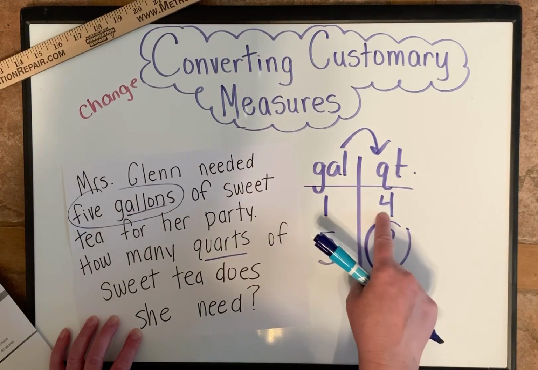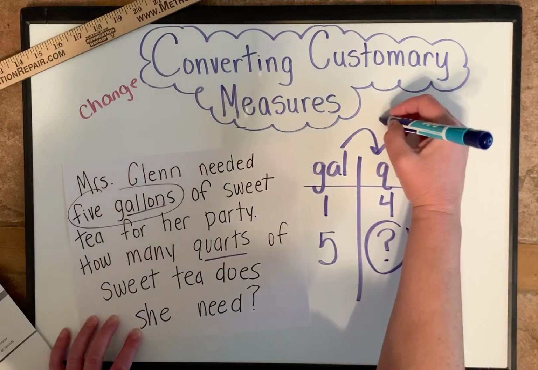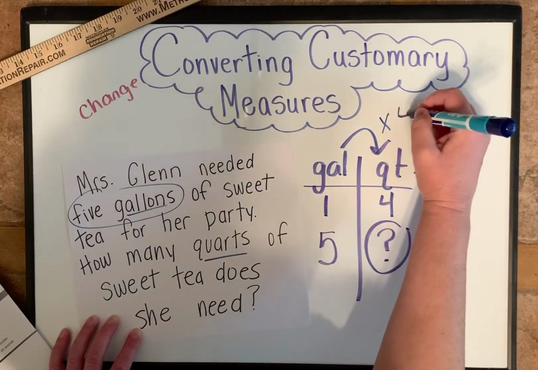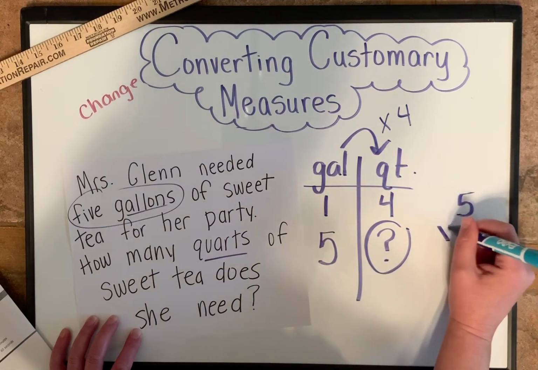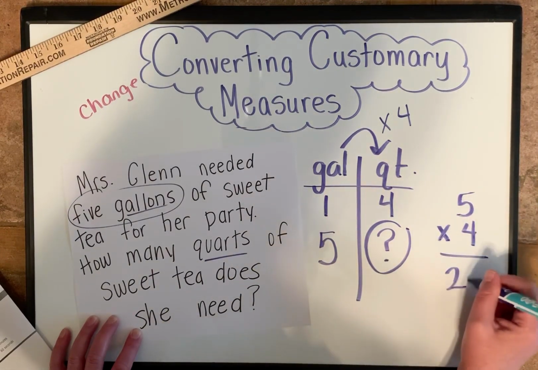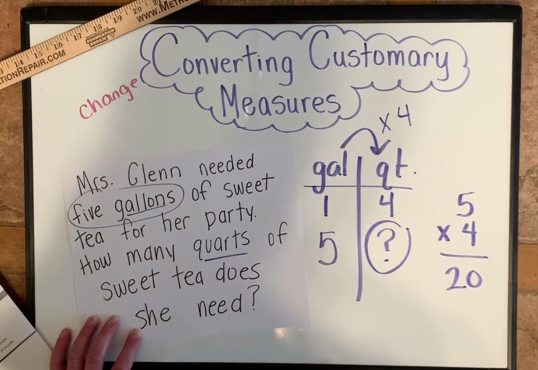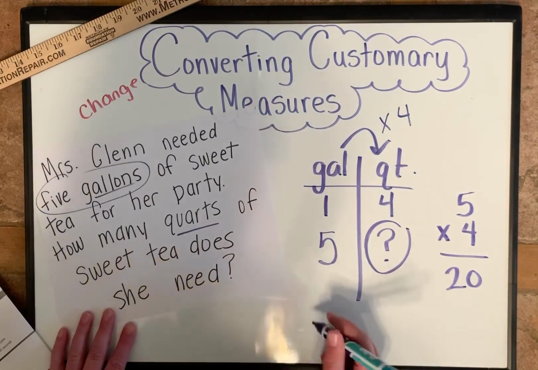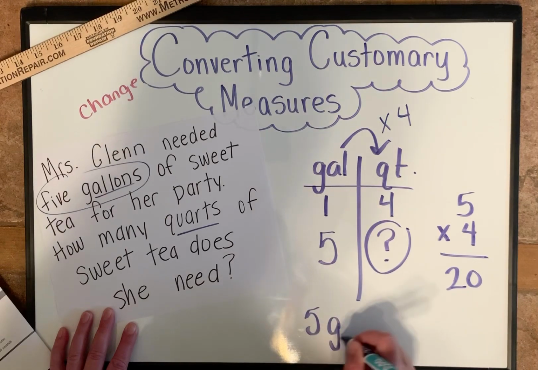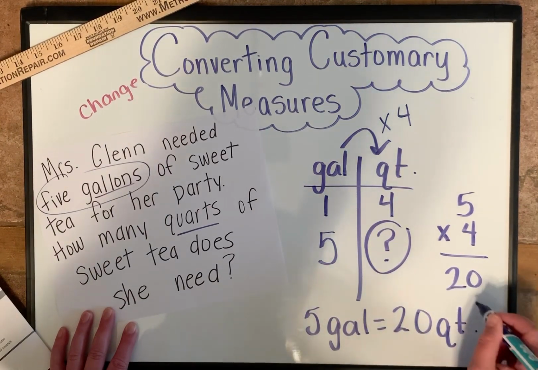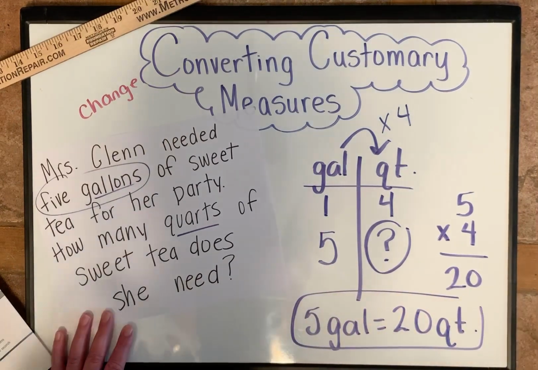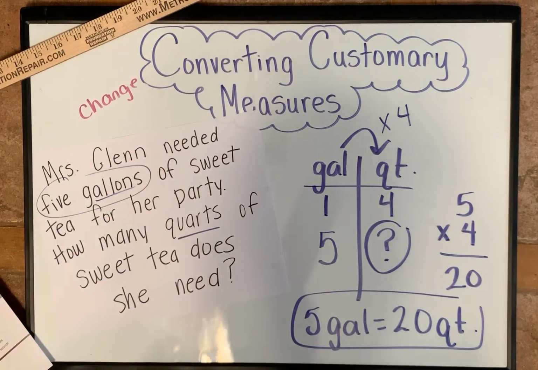How do you get from 1 to 4? Well, that number went up, so I know I'm gonna be multiplying, and I'm gonna multiply by 4. So then you take your 5, apply your rule, and there you go, 20 quarts. So I can say that 5 gallons equals 20 quarts. So if I go back to my question about Mrs. Glenn, how much sweet tea does she need? She needs 20 quarts, or 5 gallons.